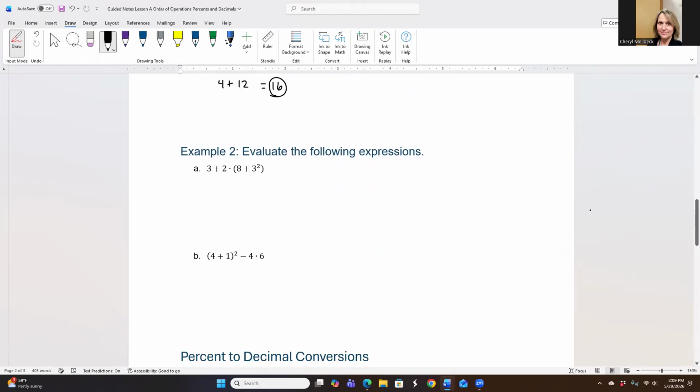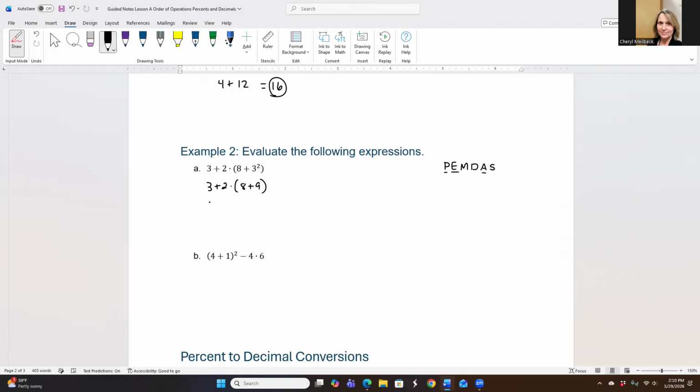In example 2, let's write our order of operations: parentheses, exponents, multiplication and division, addition and subtraction. So here we do have parentheses with the 8 plus 3 squared in parentheses. Before I can perform the addition of 8 plus 3, we have to take the exponent, which would come first. So we're really going to have 8 plus 9 in here. 3 plus 2 times 8 plus 3 squared, which is 9.